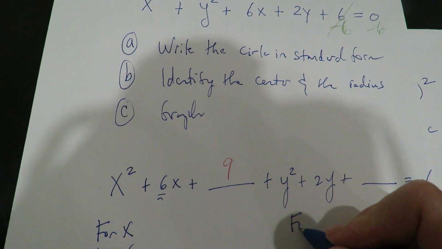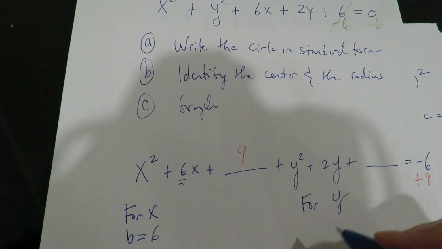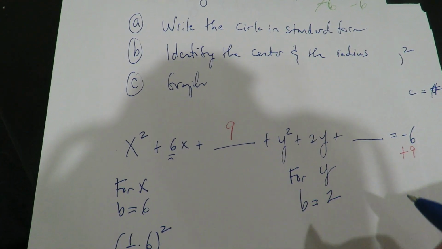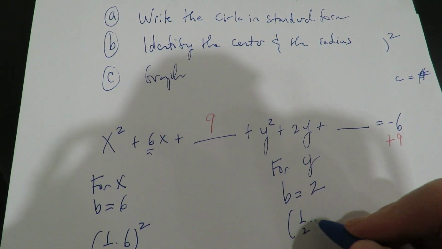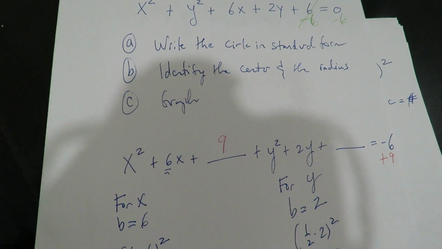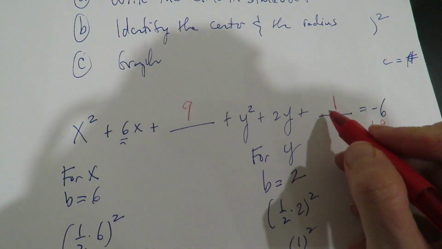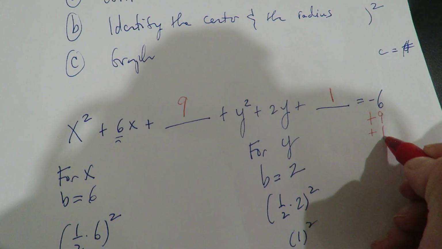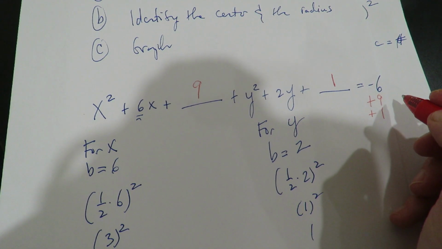You're going to do the same thing for y. You're going to use the formula to complete the square. So you're going to do 1/2 times 2 squared, or 1 squared, which is 1. So you're going to put a 1 here. But again, you have to remember to also add it to the right side. So you're going to add 1 to the right side as well.